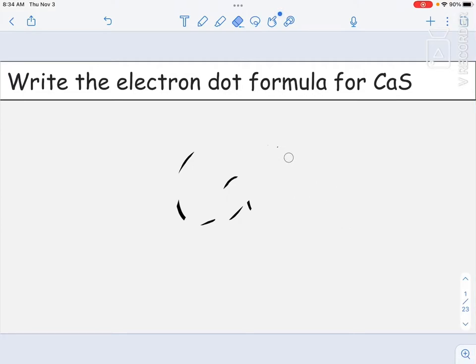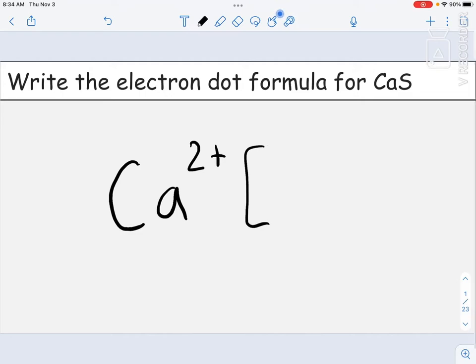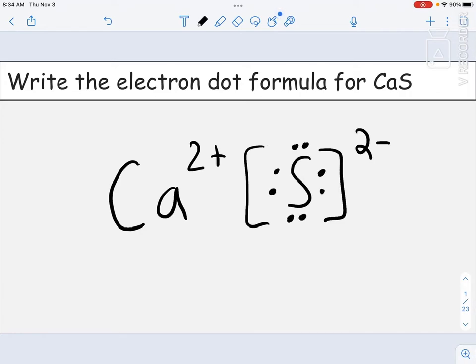So number one is going to be write the electron dot formula for calcium sulfide, okay? So this is an ionic bond between two nonmetals. Calcium has two valence electrons, and it's going to lose those two valence electrons in order to form an octet valence shell underneath. Sulfur has 6 valence electrons. Sulfur is going to gain those 2 electrons. So you're going to put a 2 minus, okay? And then we complete it by giving sulfur a full 8 electrons around its valence shell.